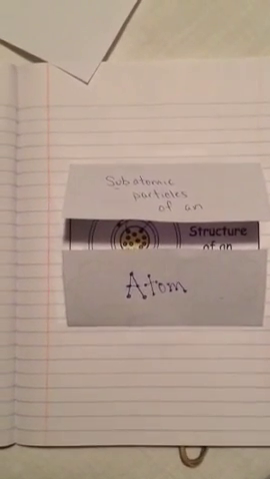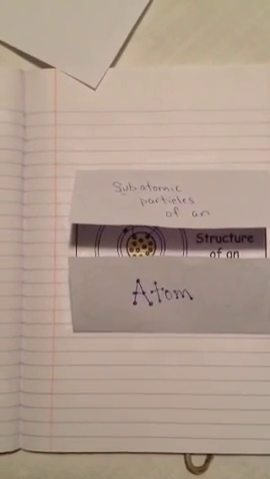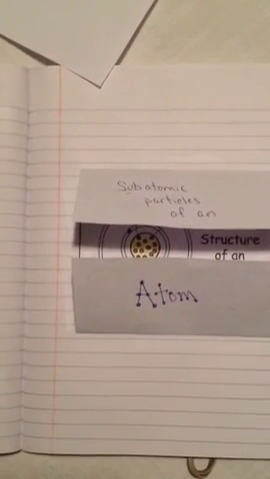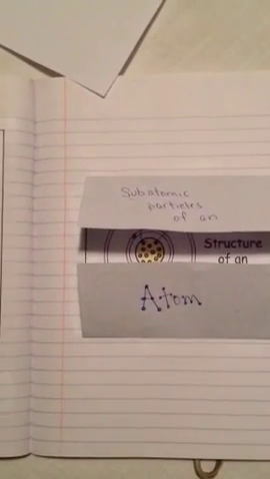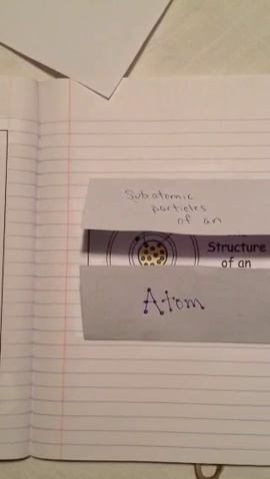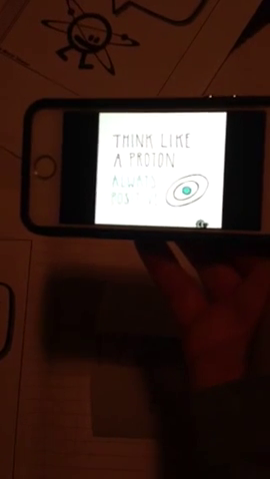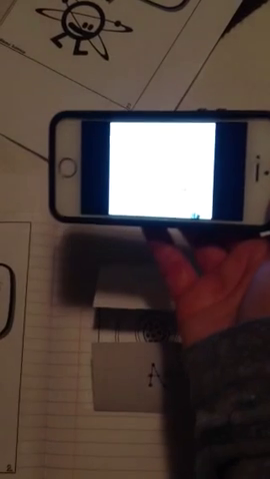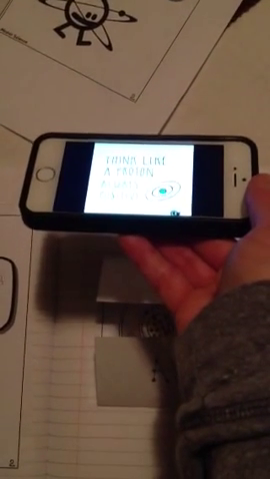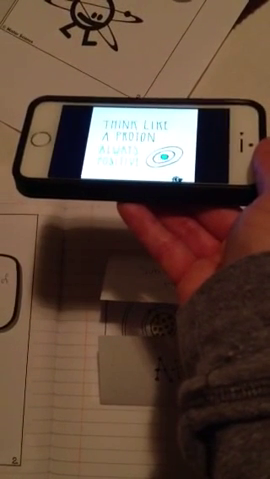I have one more thing to leave you with today. Let me find it. This is a good saying for life. Think like a proton, always positive. See that? Think like a proton, always positive.